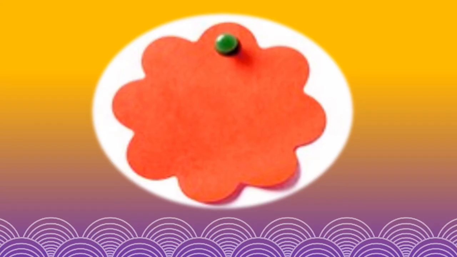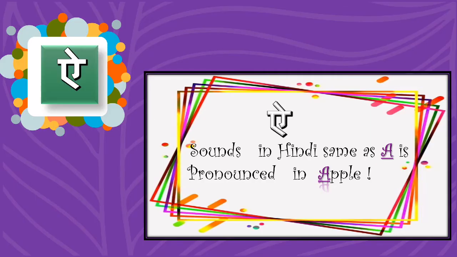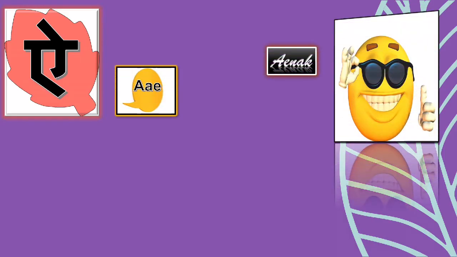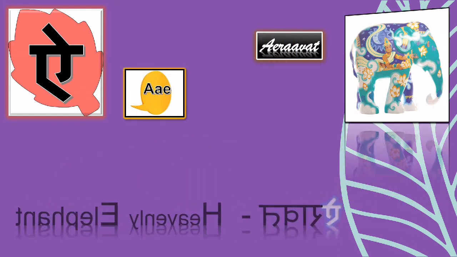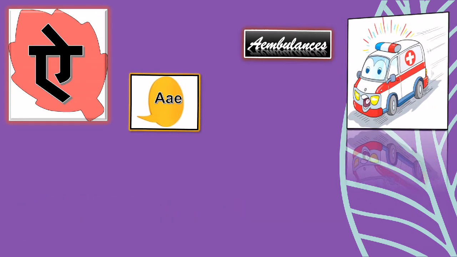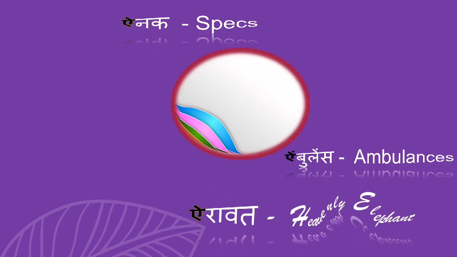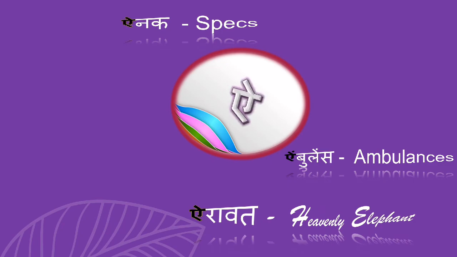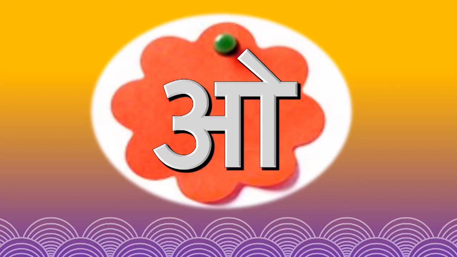Here comes the next one. Ai, the same as in apple. Ai se ainak, which means specs. Airavat, which means heavenly elephant. Ai se ambulance, which means ambulance. Now let us revise. Ai say ainak, Ai say Airavat, Ai say ambulance.